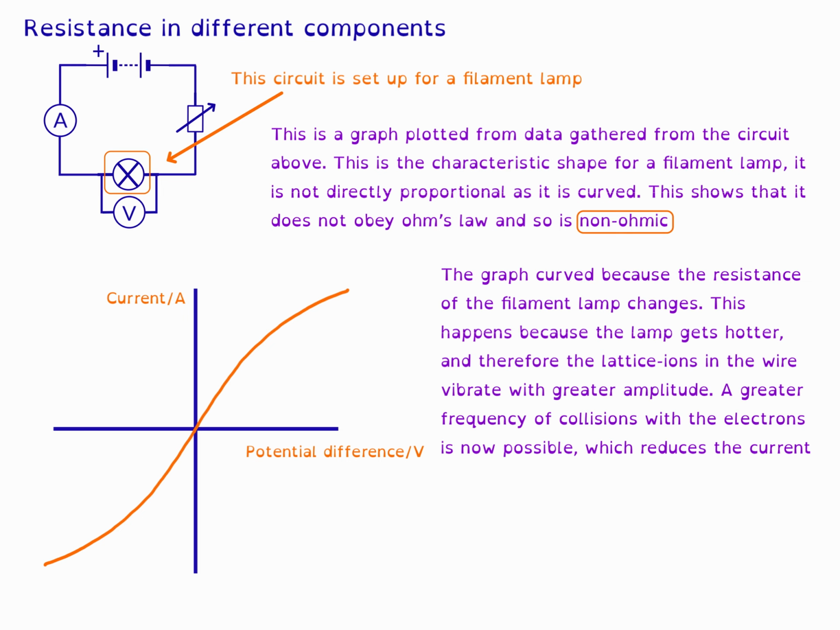The graph curved because the resistance of the filament lamp changes. This happens because the lamp gets hotter and therefore the lattice ions in the wire vibrate with greater amplitude. A greater frequency of collisions with the electrons is now possible and this reduces the current.